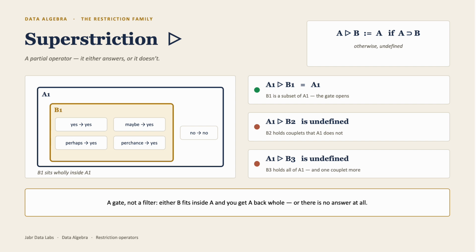Look at the three cases. B1 sits entirely inside A1, so the gate opens and we get A1. B2 shares a couplet but brings others A1 hasn't got, so there is no result, or it is undefined. B3 contains all of A1 and one couplet more, so the result is also undefined. We can call these partial operators. Think of superstriction as a gate rather than a filter. It doesn't trim A down, it either passes A through intact or refuses to let it pass.